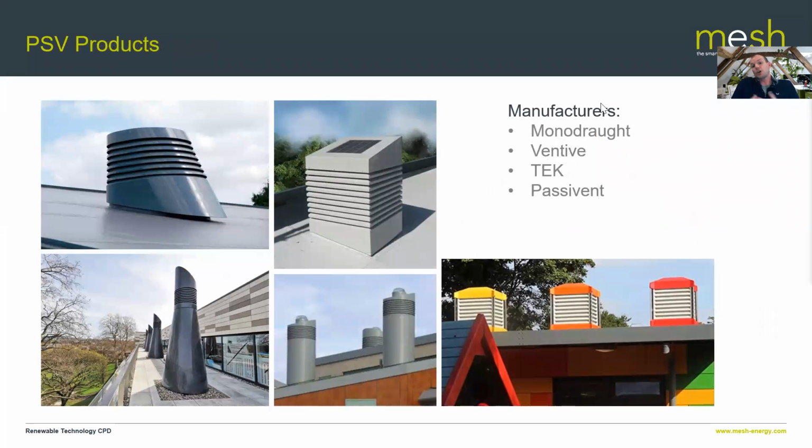And this gives you an idea of the types of products. They make a statement, particularly in most of these photos that I've listed here. Some typical manufacturers, again, we're not sponsored by any of these manufacturers, but a quick Google search, and in our experience, these are the people creating some of these products that you can see in these photos. You've got some pretty futuristic looking things, but at the end of the day, these are just vents, just vents in the top of the buildings. And in that bottom right-hand one, particularly colorful vents. So you've got companies like Monodraft, Ventive, Tech, and Passive Vent that produce these.